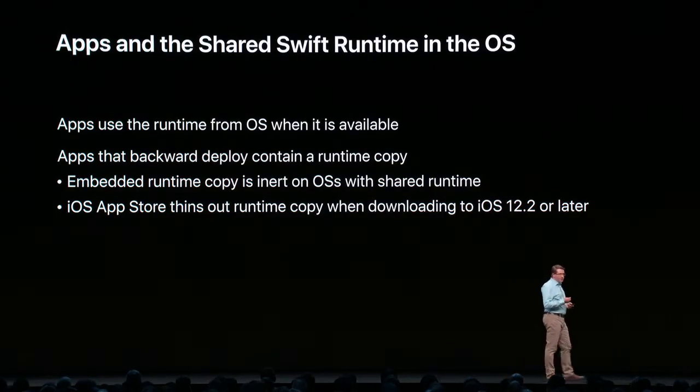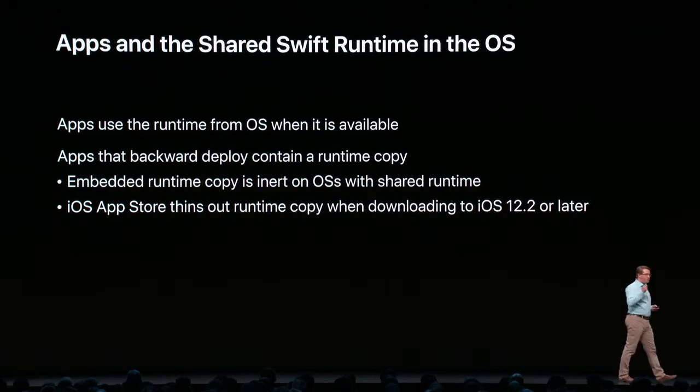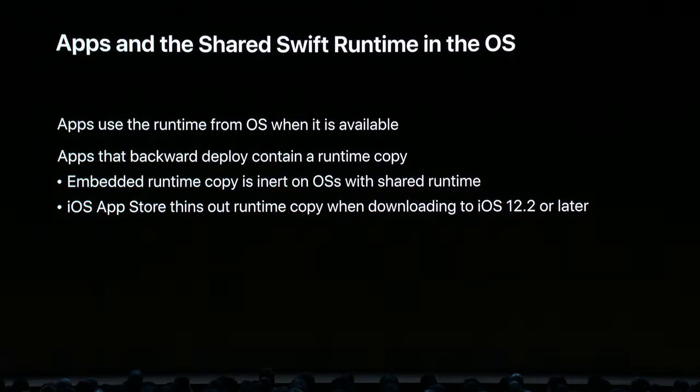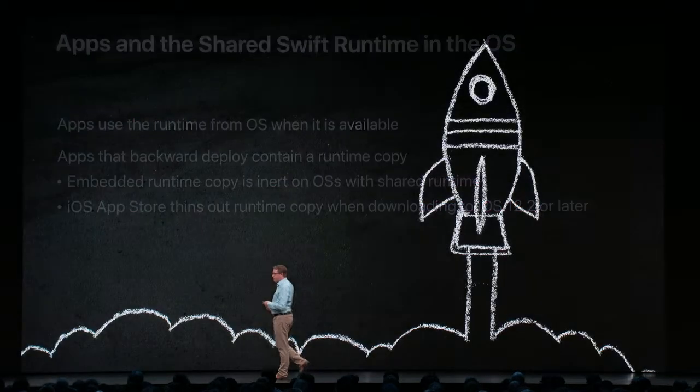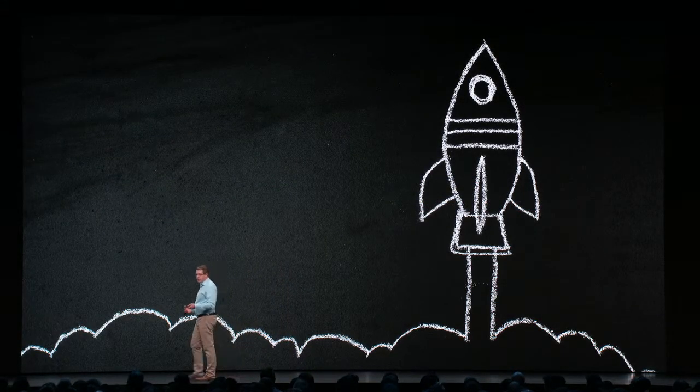And as an optimization, the iOS App Store will thin out that copy of the runtime from your app when downloading to a device that has the runtime in the OS. So your users don't have to pay that download cost. So that's a really important code size benefit. But the real win about having that runtime in the OS is now it can be optimized as part of the operating system itself. And then those benefits can then be imparted onto apps themselves. And one important benefit is launch time.